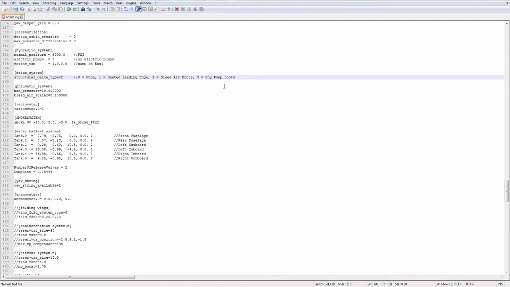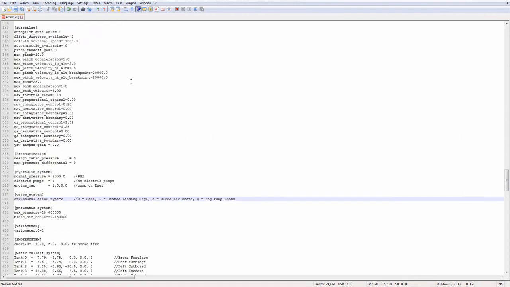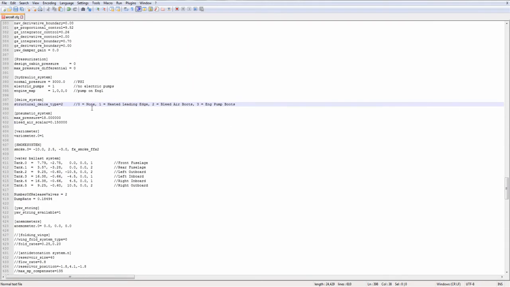And then 3 for engine pump boots. So heated leading edge requires electrical power, and that will pull from the Deice component of the electrical system. Bleed air boots requires a bleed system on the aircraft, which will define somewhere. Pneumatic system right down here. That's defined there. An engine pump requires an engine to be running.